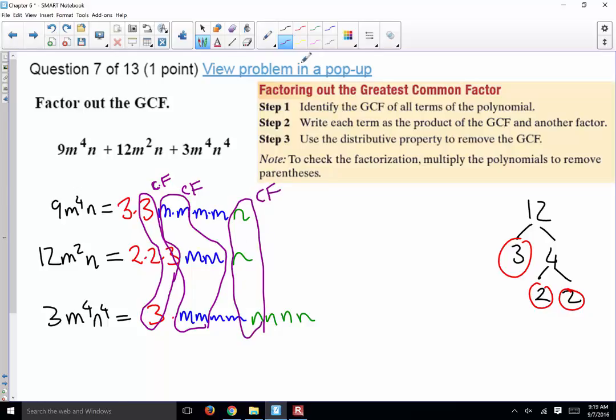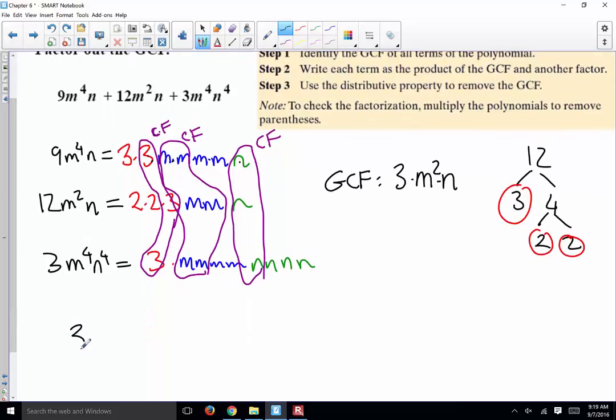There are 3 common factors, but what is the GCF? Multiplication of all those 3 common factors makes the greatest. Okay? So 3M squared N. Multiply one row, 3m squared n, you're done. But we need to factor it out. 3m squared n from all three families, and leftovers will be collected in this parentheses.